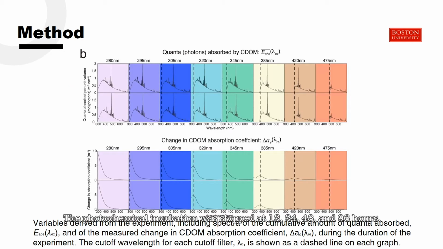The CDOM incubation was stopped at 12, 24, 48, and 96 hours. Sample absorption changes were measured at these times. The amount of photon absorbed by CDOM in this sample cell was computed with direct irradiance measurement.